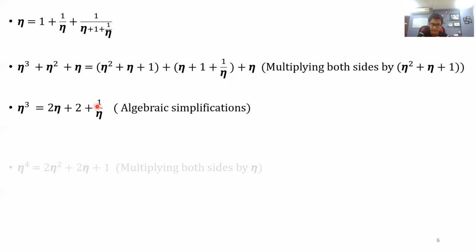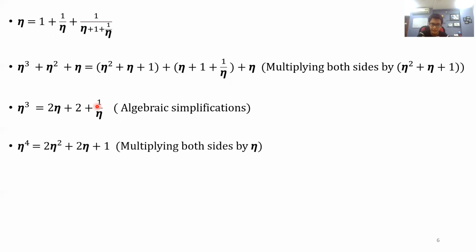Multiplying both sides by n, we get n to the fourth equals 2n squared plus 2n plus 1. Now, bringing everything to the LHS, we obtain n to the fourth minus 2n squared minus 2n minus 1 equals 0. Now, you might have said, well, this has become even more challenging because it looks like we have to tackle a biquadratic over here. Don't worry, this is going to factor very nicely.